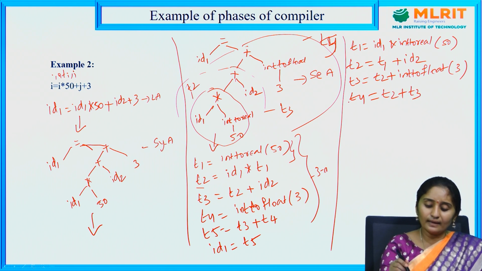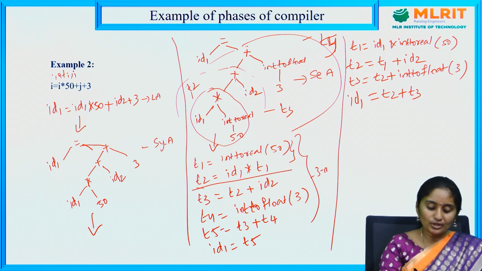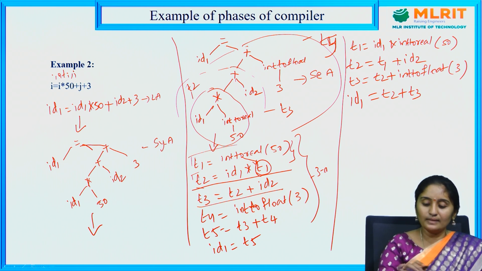I can directly write this statement as ID1. So how I have written these two statements: instead of writing T1, I am directly writing inttoreal and storing it in T1. With the help of this, one statement got reduced. The next, T2 is equal to T1 plus ID2. Since T1 is not there, it is stored as T1 plus ID2.